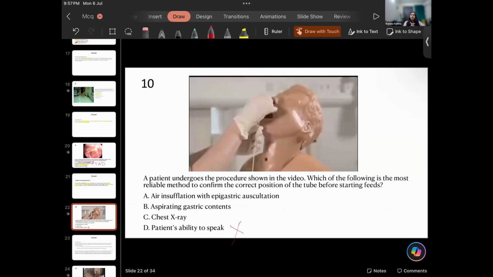We put the diaphragm of the stethoscope over the stomach, and then we push air through the tube. That is a whoosh technique, we can say. We push air and then we get a whoosh sound, and we know that the tube is in the stomach. But there is one disadvantage too.